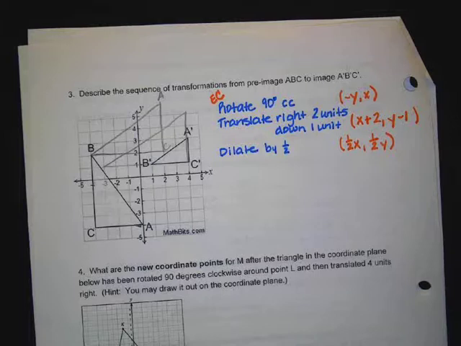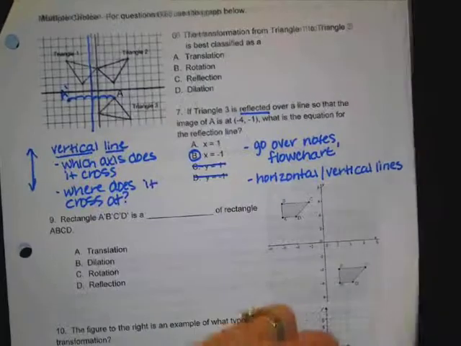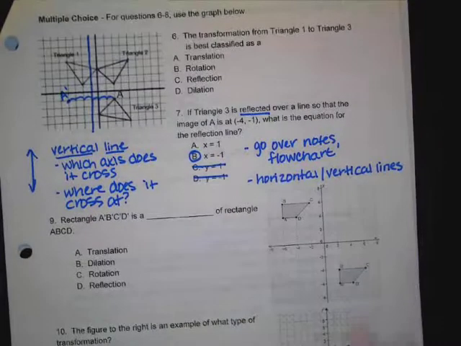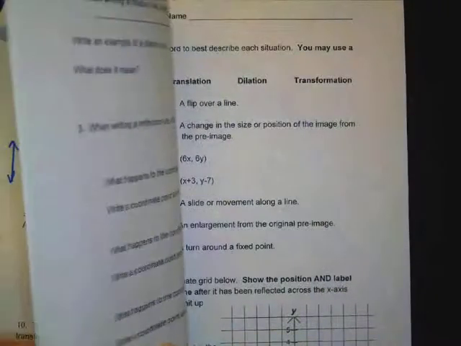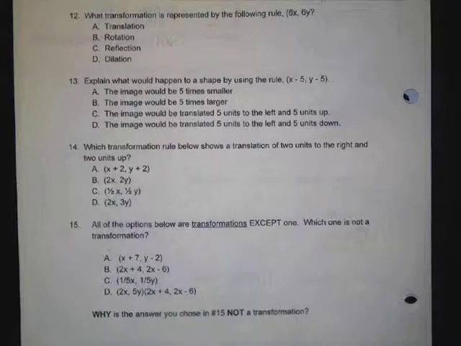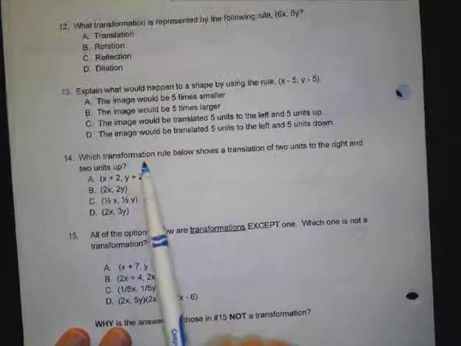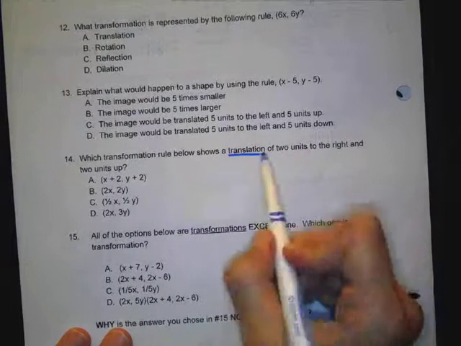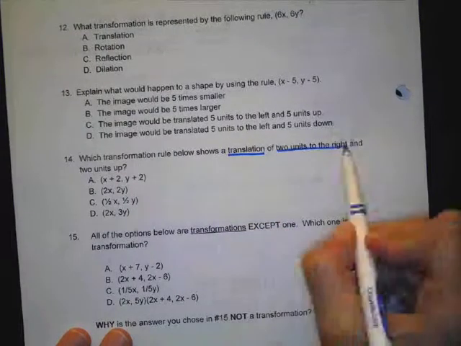Okay, so we got to understand what's going on. Which transformation rule shows a translation 2 units to the right and 2 units up? Go ahead and answer that on your own paper just to see how much you know. Can you actually pick out the right answer? 2 units to the right and 2 units up. Do you know enough about coordinate notation that you can understand which one is saying that exact rule? We're good?